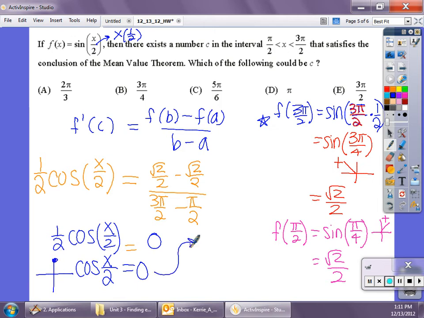So this angle is what I'm looking for. The cosine of the red equals 0 happens when the red is pi over 2. Therefore, to solve for x, I will multiply and get pi.